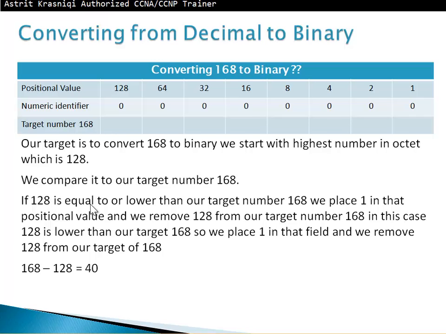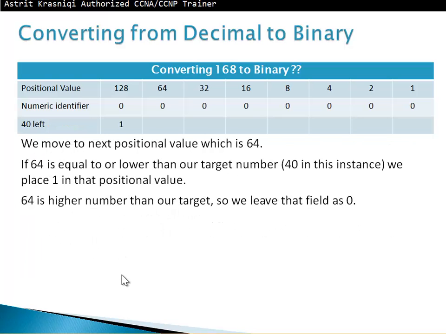If 128 is equal to or lower than our target number, which is 168, we place 1. We put 1 in that position of value, and we remove 128 from our target number of 168 in this case. So yes, 128 is lower than 168, so we place 1 there, and we minus 128 from our target. So 168 minus 128 equals 40. So our new target is 40.